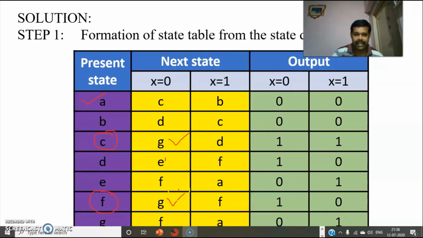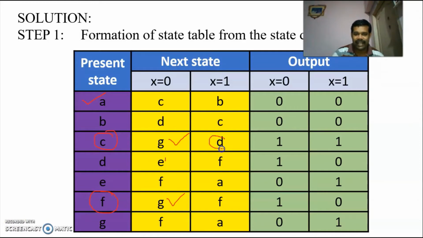Here you are having G. No problem. But here you are having D and here you are having F. So it is not equivalent. Equivalent state means both the next state will be the same and both the output is the same. Here also the output is different. Here you are having 1 and here you are having 0. So C and F are not equivalent.